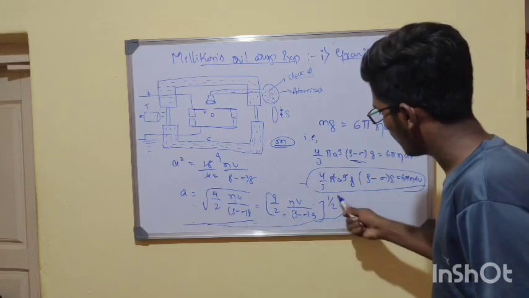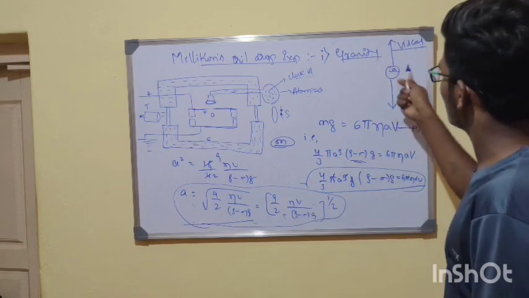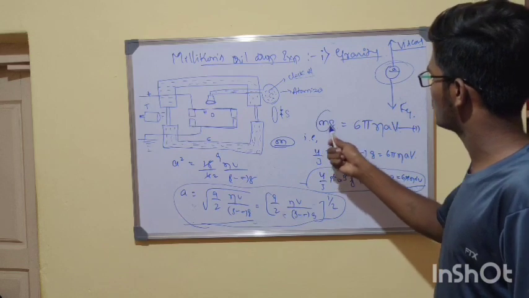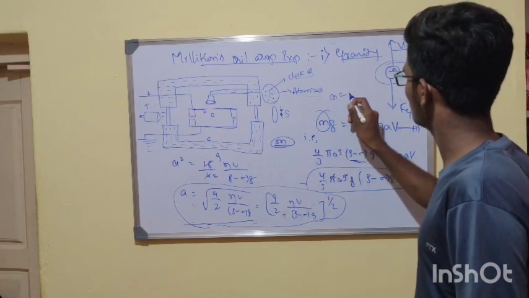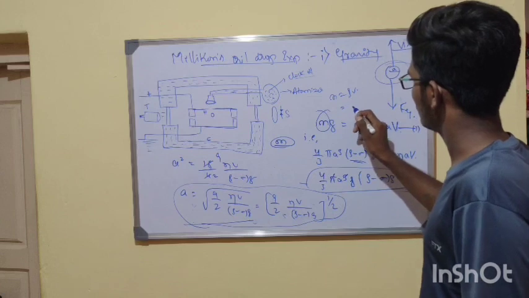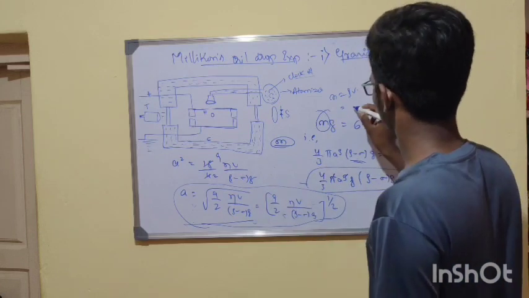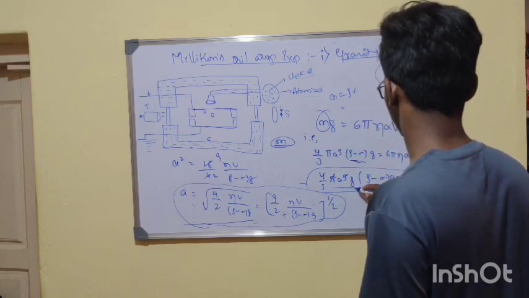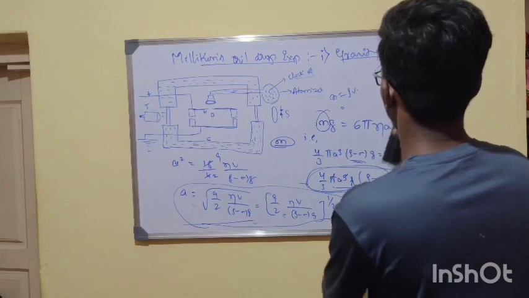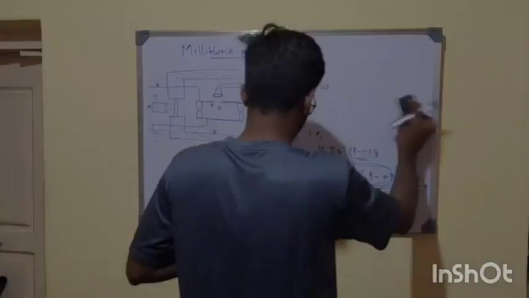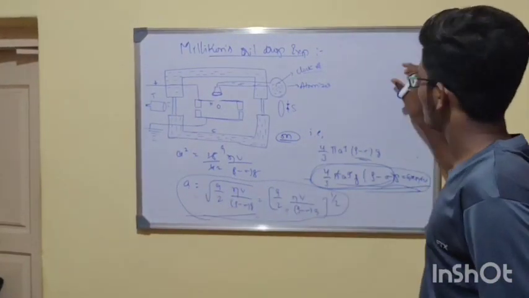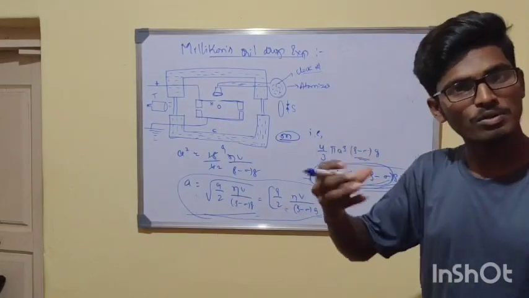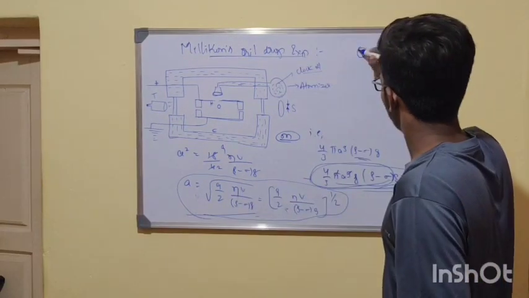By using this radius of the oil droplet, I can find out the mass of that oil droplet by using this equation, that is m is equal to density into volume. By using this equation, I will write. This is the radius of the oil droplet that they are observing through the telescope. By using this radius, I can find out the effective mass of that oil droplet.